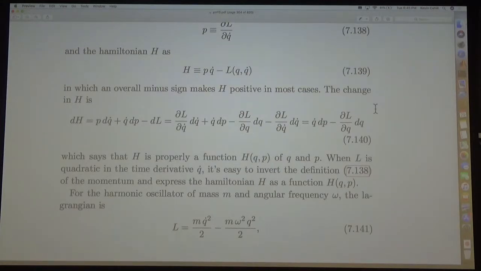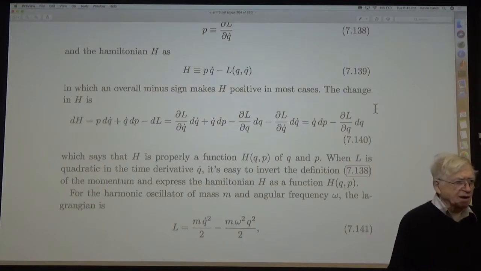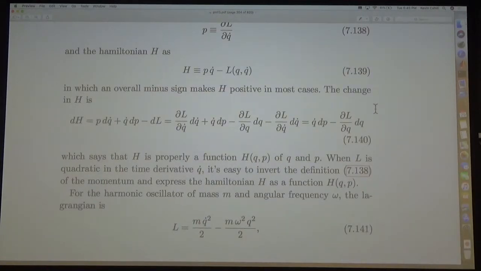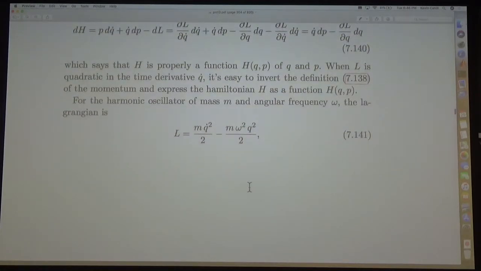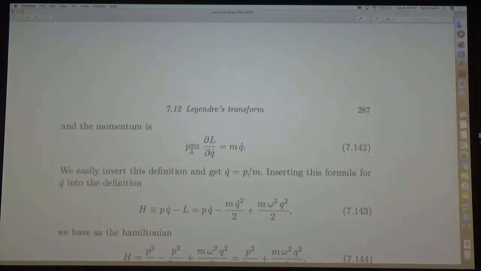Now, what you may notice is that all the theories you've been taught in school are ones where the Lagrangian is quadratic in q dot, and the Hamiltonian is quadratic in p. For example, the Lagrangian being m q dot squared over 2 minus m omega squared q squared over 2. The fact that this is simple isn't critical; it's that L is quadratic in the time derivative of q. In that case, p is partial L partial q dot, and that's just m q dot. So you can immediately solve for q dot in terms of p, namely it's p over m.